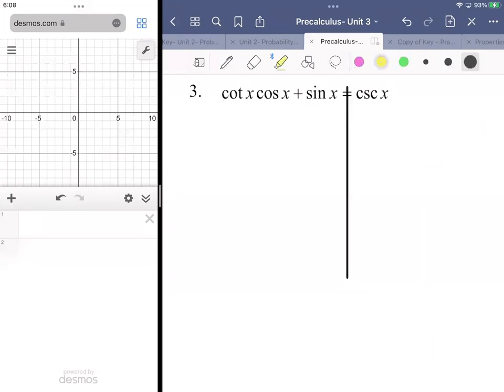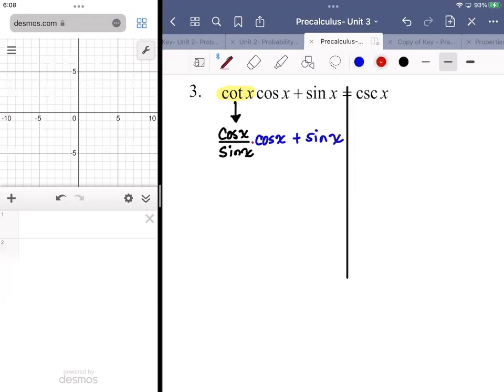So once I decide which side I'm going to start on, I'm going to start on the left because that's the more complicated side. Anywhere I see something other than a sine or cosine, I'm going to make it a sine or cosine. Cotangent, by definition, is cosine of x divided by sine of x. So then everything else is just going to come along for the ride.